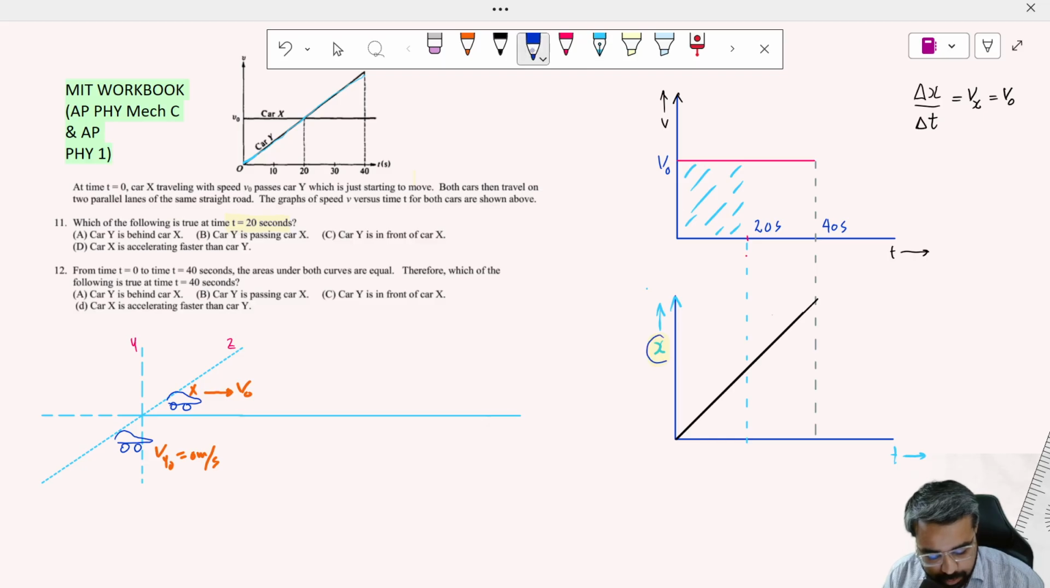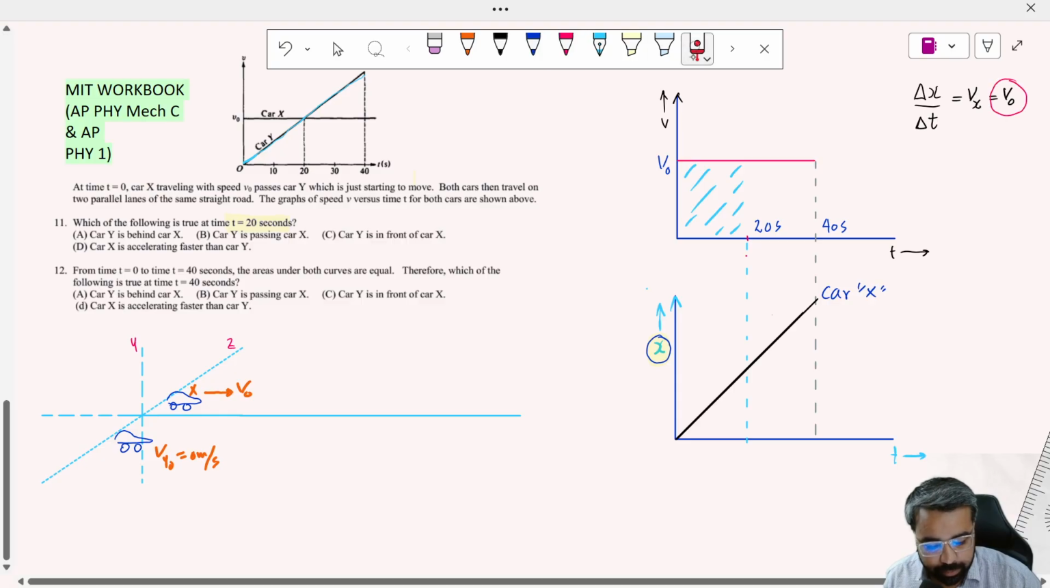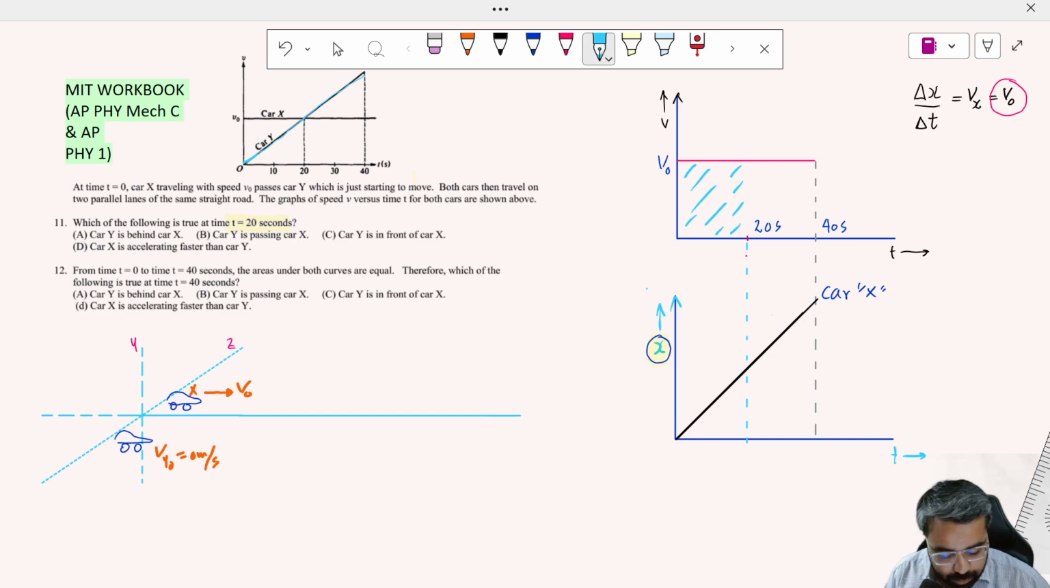Look at this position-time graph. This black line that you see is for car X, because we know that car X is moving with a constant velocity, so this must be the graph for car X. What should be the graph of car Y? You can easily guess that its graph should be like this, or in fact more steep. I should draw this kind of graph.